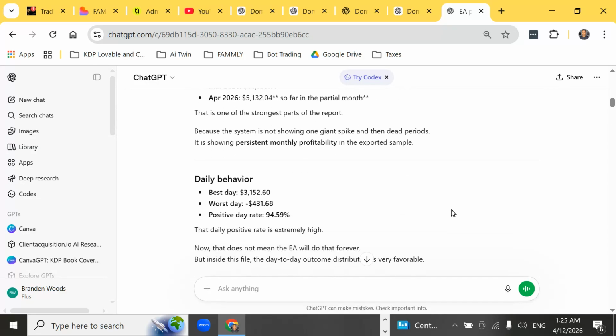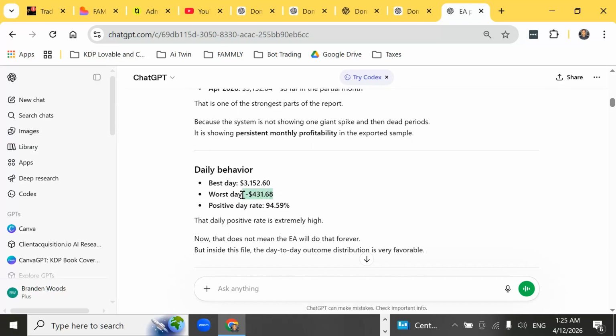Daily behavior, best day, worst day, positive day rate is 94%. That's what I like. Extremely high. So that's really, really good.